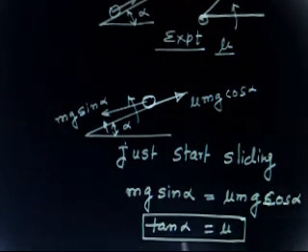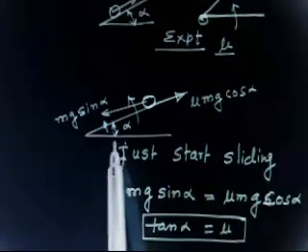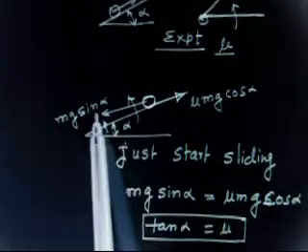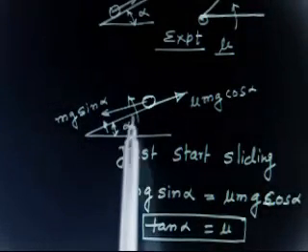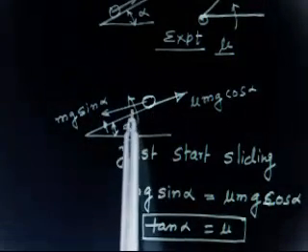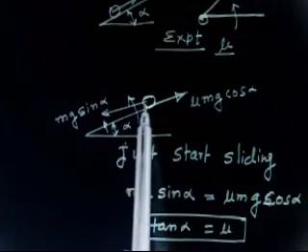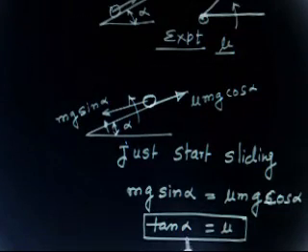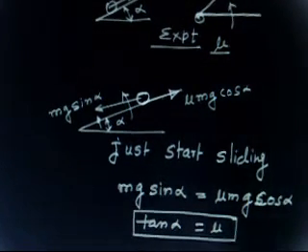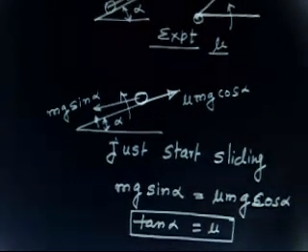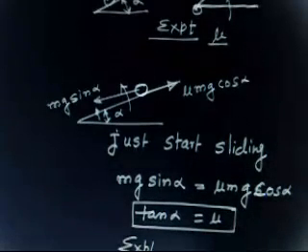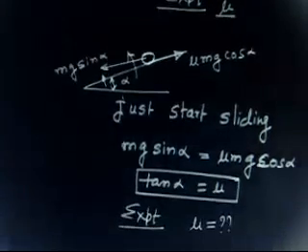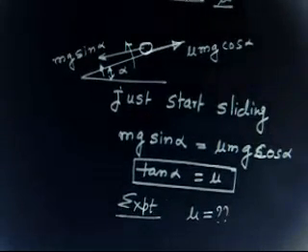So if I know the angle of inclination at which this just starts to slide down, that is alpha. I am increasing the alpha, and at one alpha this starts sliding. In that case, tan alpha will give you the value of mu. So this is another experiment by which we can find mu. This is an experiment that can be done in the laboratory to find mu of any surface.